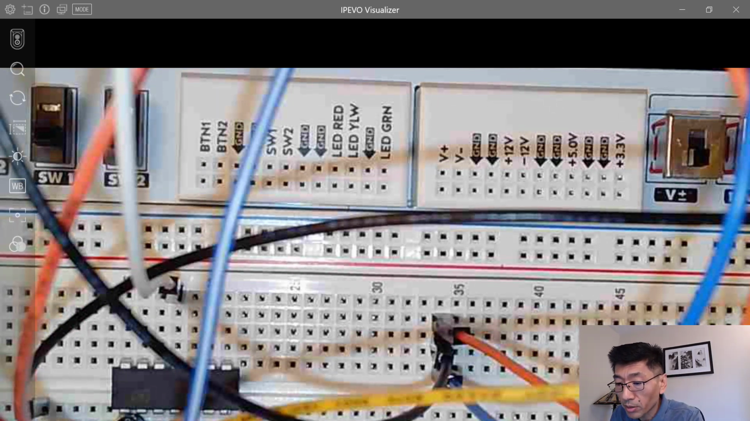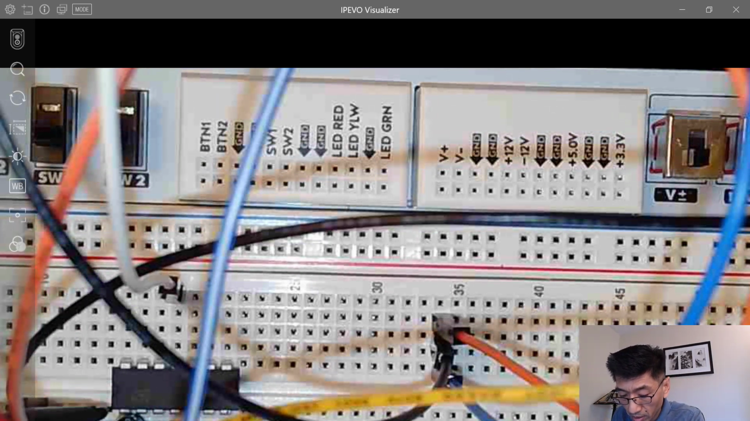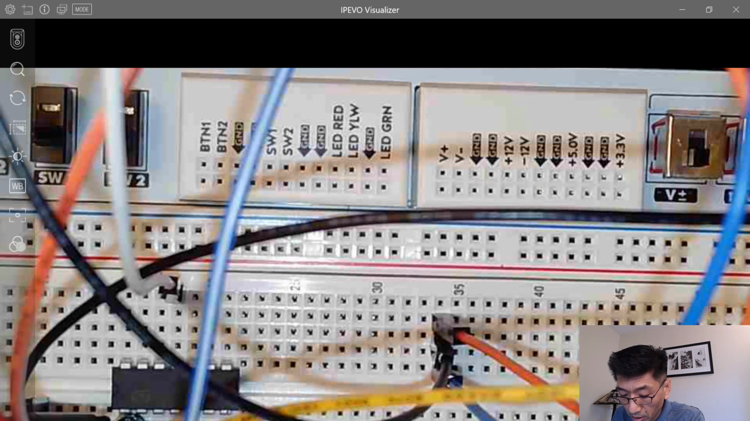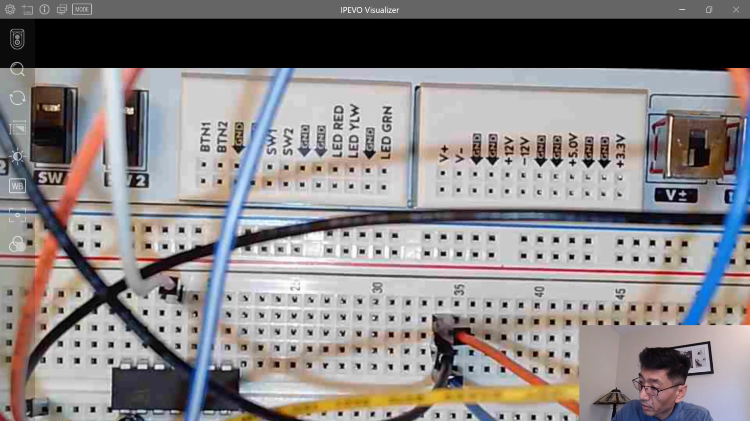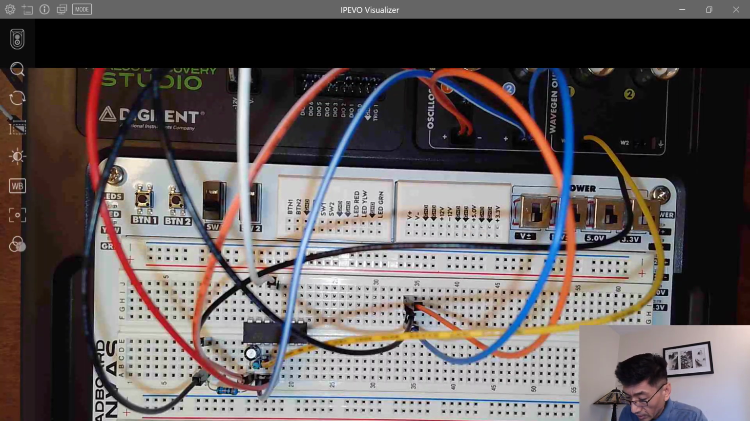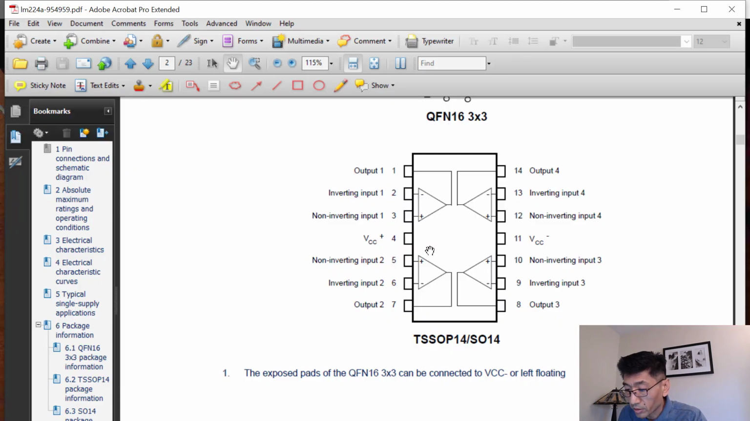There's a notch on the IC, and you count the terminals counterclockwise, starting with the one on the left. So 1, 2, 3, 4, and so on and so forth. That's how you count the pins for the ICs. And the datasheet also shows the pins. There's a notch on the top of the actual chip. Pin 1 is the output, pin 2 is the inverting input, and pin 3 is the non-inverting input. So I'm going to use these 3.